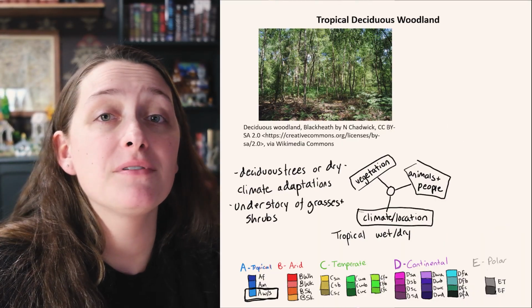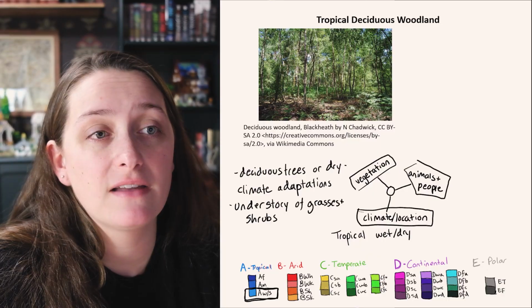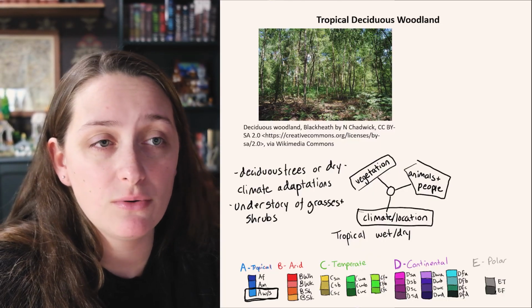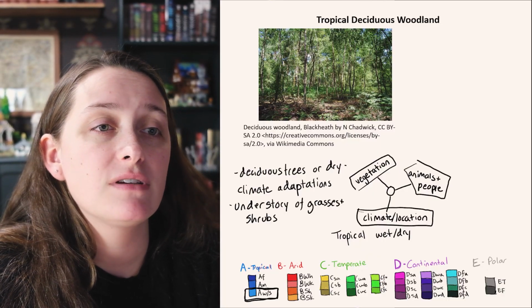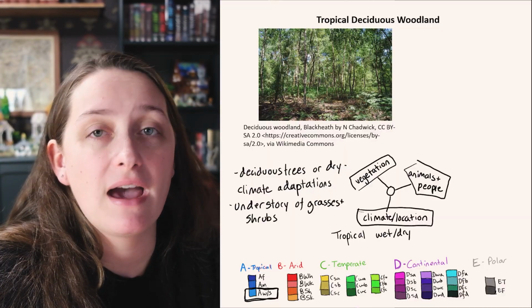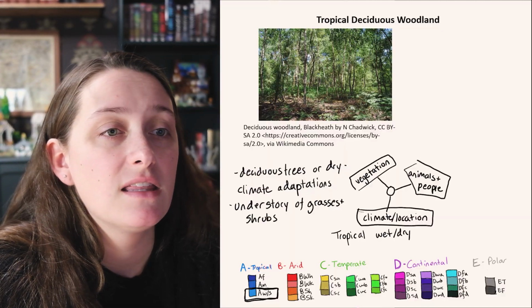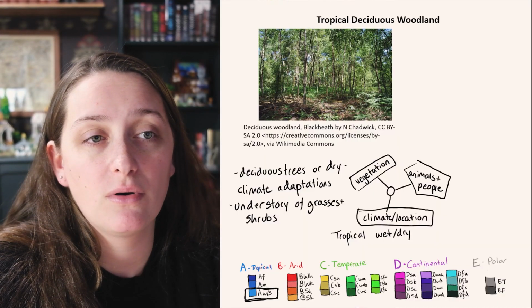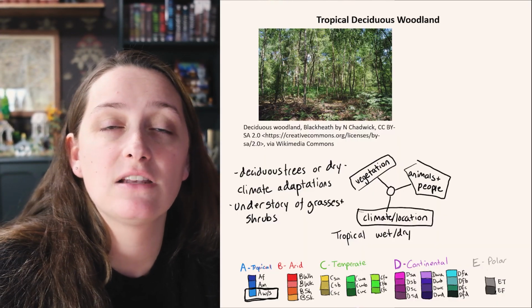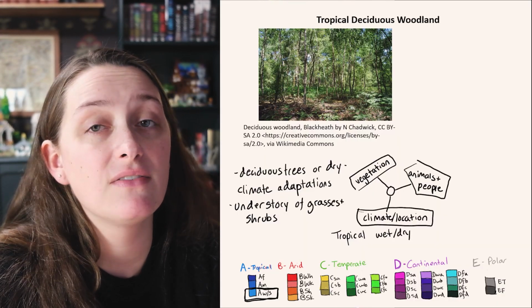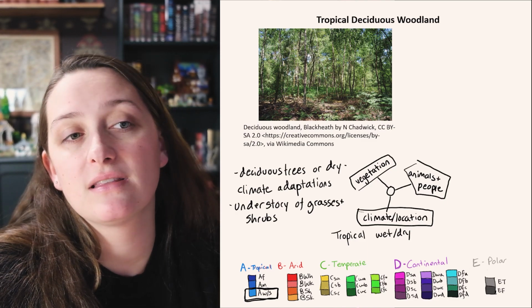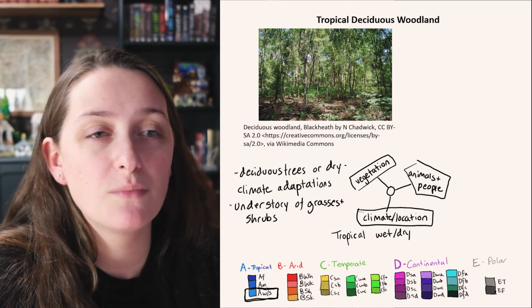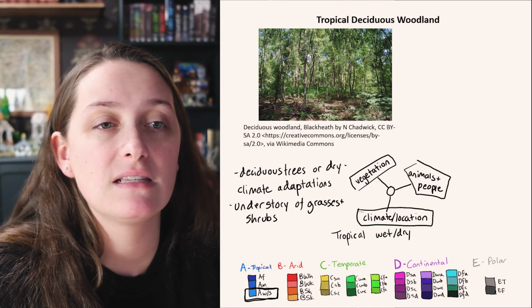Next we have tropical deciduous woodland, and this is going to be found in our tropical wet, dry AW climate mainly. The trees tend to either be deciduous or have other adaptations for the dry season. There'll be an understory of grasses and shrubs. It's closer to a tropical rainforest. You might find a second taller canopy emerge of broadleaf evergreens.